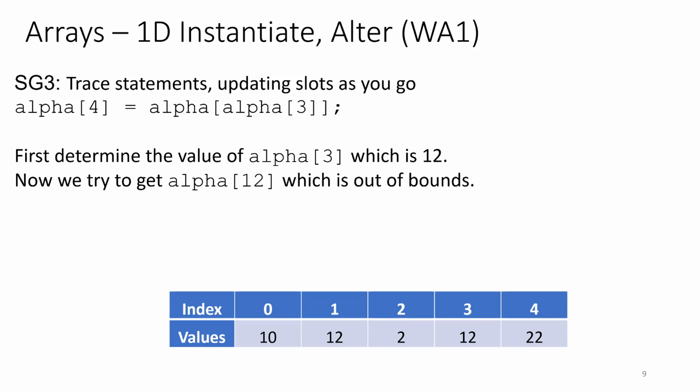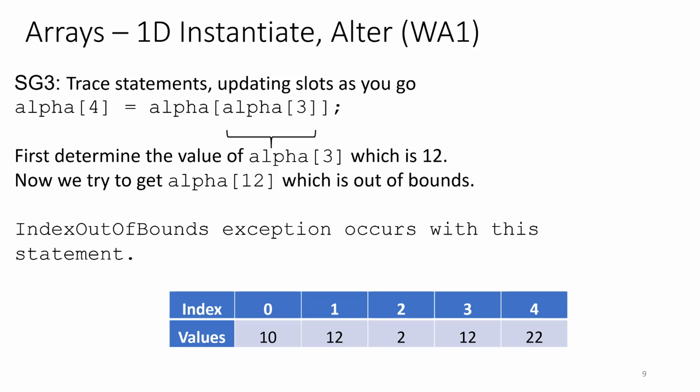The last statement says alpha at position 4 is assigned the value alpha at alpha sub 3. Again, you start with the innermost brackets and say, what is the value of alpha at position 3? That is 12. Now we try to get the value alpha at position 12, only there is no position 12 in array alpha. That's out of bounds. This will generate an index out of bounds exception. That is the end of this worked example.